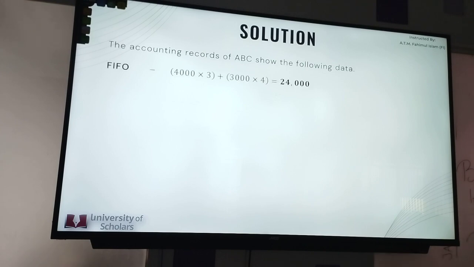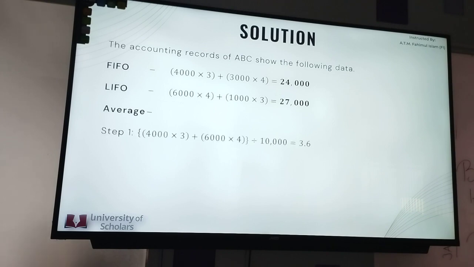In the FIFO method, we can do simply 4,000 into 3, plus 3,000 into 4, which equals 24,000. The LIFO, 27,000, and the weighted average will be step 1. We determined the weighted average rate per unit, and then we multiplied the rate with the number of units sold, which is 7,000, and we get 25,200 taka. So this is the answer for the earlier exercise.